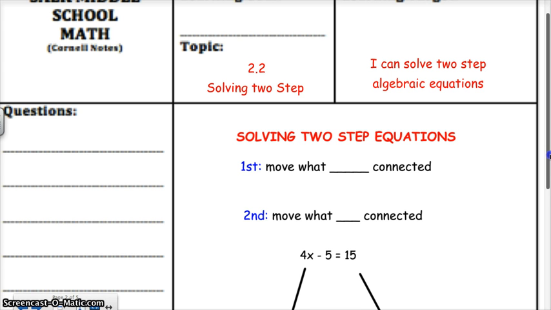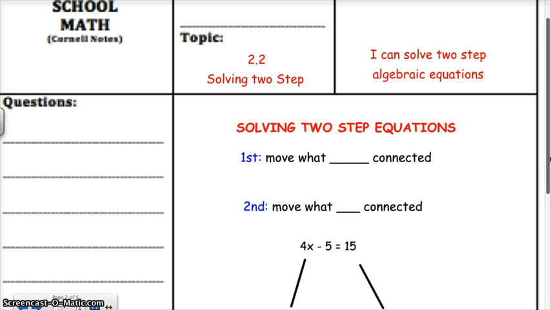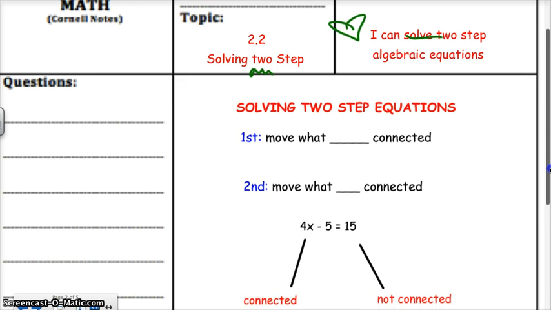Okay? Yesterday we did one step. You have to do one thing to get the variable by itself. Today, we're going to do two-steppers. Two-step equations, you have to do two things to get the variable by itself. One step, you do one thing. Two-step, you do two things. Your learning target today: you can solve, get the variable alone, two-step algebraic equations.